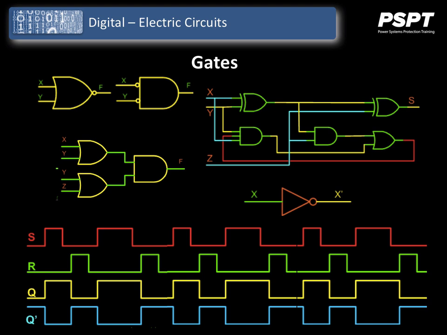Now that we've had a look at binary number systems, let's put them to work in a practical application. Gates. Gates are used in everyday intelligent electrical devices, or IEDs, such as computers, microprocessors, smart house devices, metering, and relays, just to mention a few.